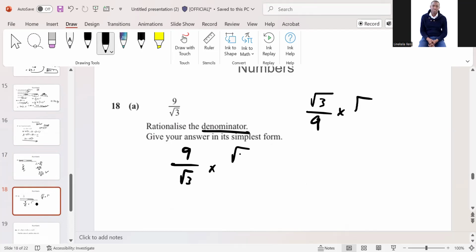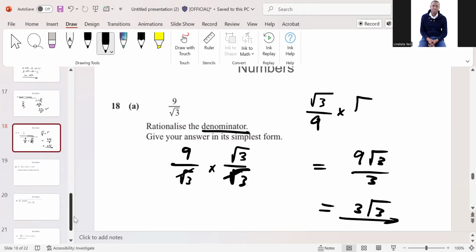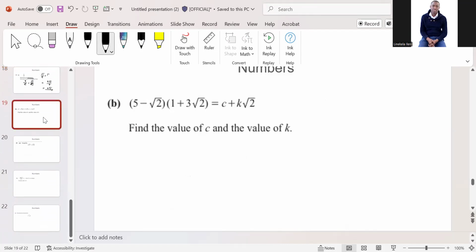So then we must do the same here for this. This root's just going to cancel. Then we're going to be left with 3 over 9√3. And this can still be simplified because 3 goes into 9 3 times. Simple. So this is surds, and it's actually easy marks if you just know what to do.